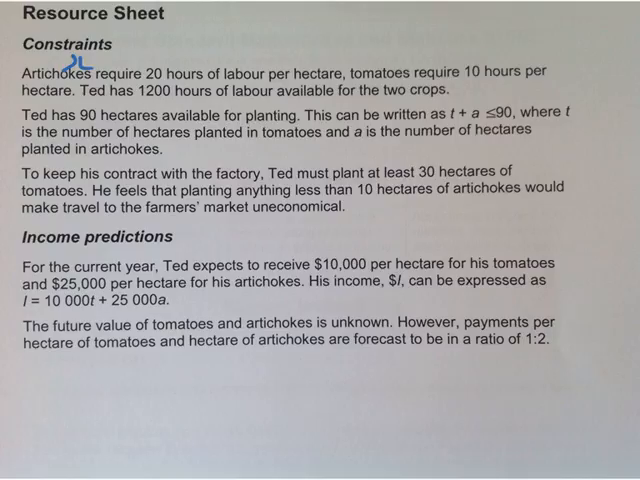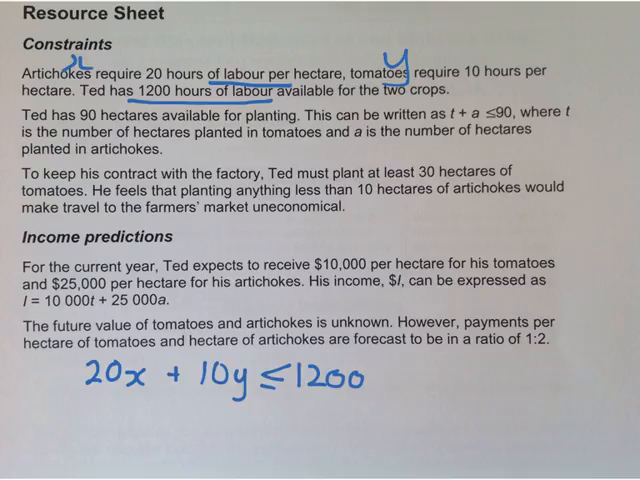Here's our resource sheet. We've taken artichokes as X, tomatoes as Y. We want a labour equation, and we've got up to 1,002 hours of labour. We have a hectare equation. Write that, or we see it's already written there, but I'm going to use X and Y.